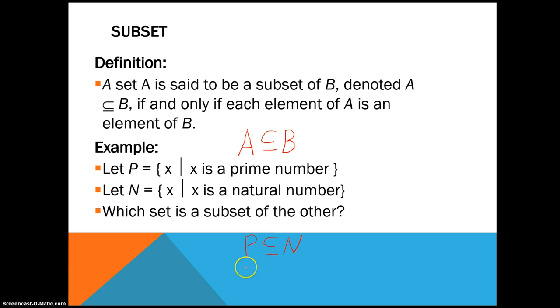However, this would be incorrect: N is not a subset of P. This would be wrong, and the reason is that the number 1, for example, is a natural number, and it is not a member of the primes. It isn't prime, so N is not a subset of P.